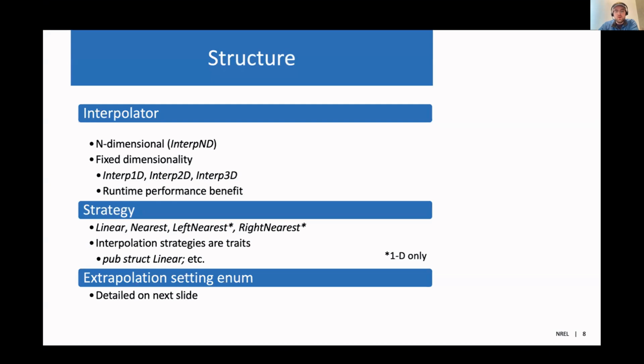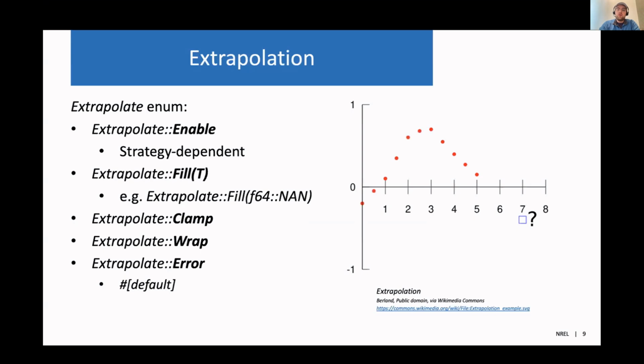Ninterp also allows extrapolation. I'll move on to the next slide to detail that. So extrapolation is just finding a function value outside of your known data. You can see the red dots here. You might want to predict what the blue square value would be.